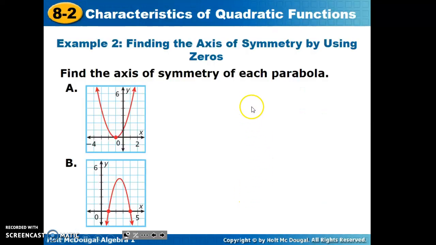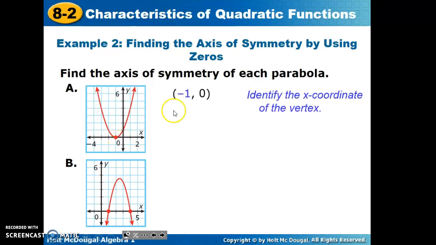So let's find the axis of symmetry by using zeros. Here is our first parabola. It contains one zero. And we know that x value at that zero to be our axis of symmetry. So if we look at this, the x-coordinate of the vertex, (-1, 0), therefore our axis of symmetry is x equals -1.